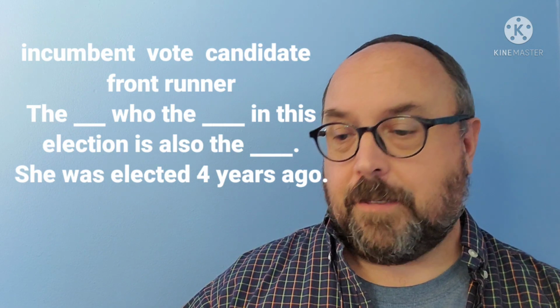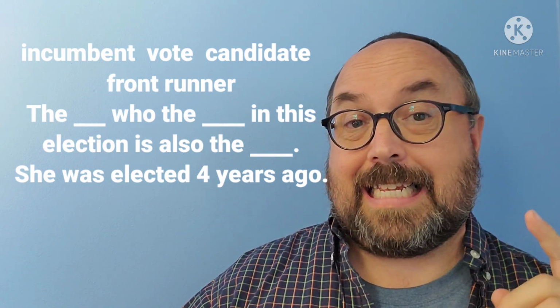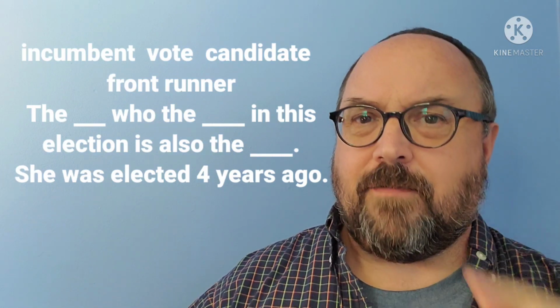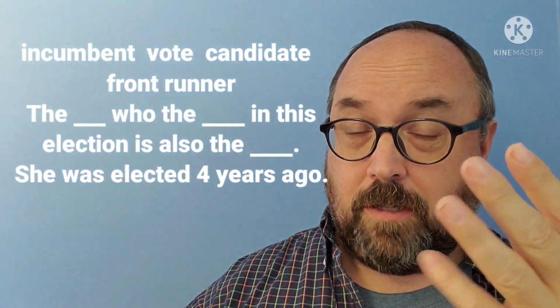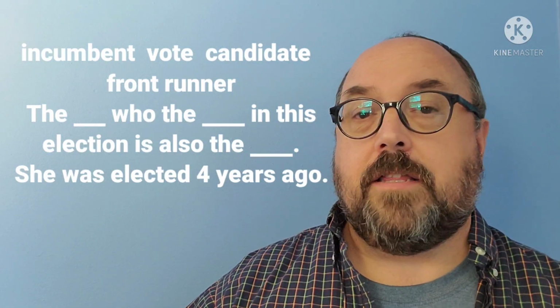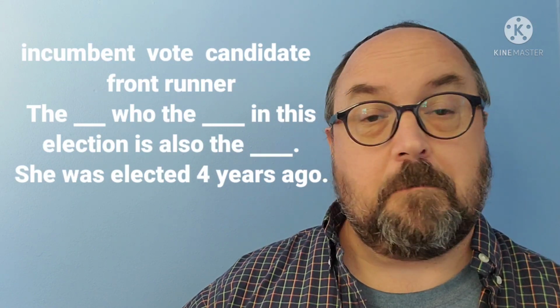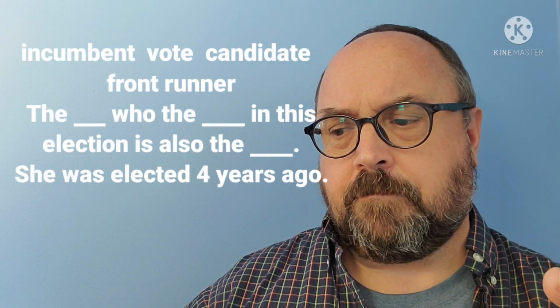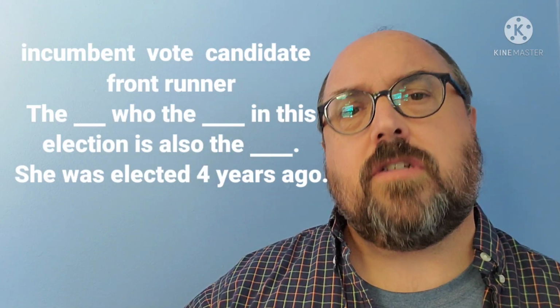Number 2, this one has 4 words. The words are incumbent, vote, candidate, and front runner. Now try and fill in all these blanks. There's 4 words, but there's only 3 blanks. The sentence goes, the blank who is the blank in this election is also the blank. She was elected 4 years ago. All right, try and fill those in.